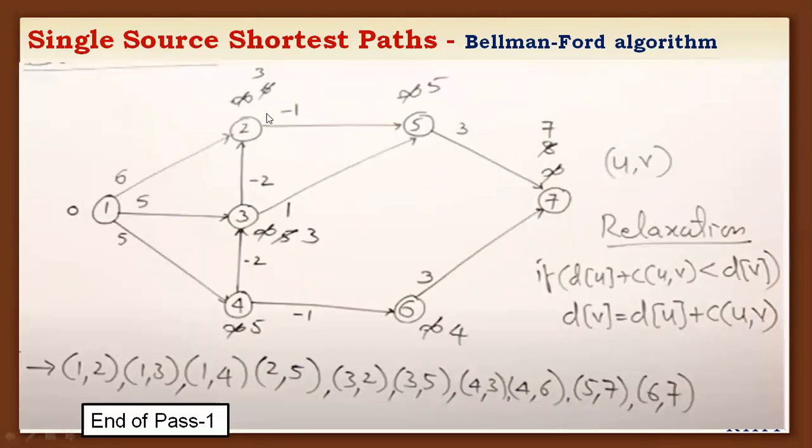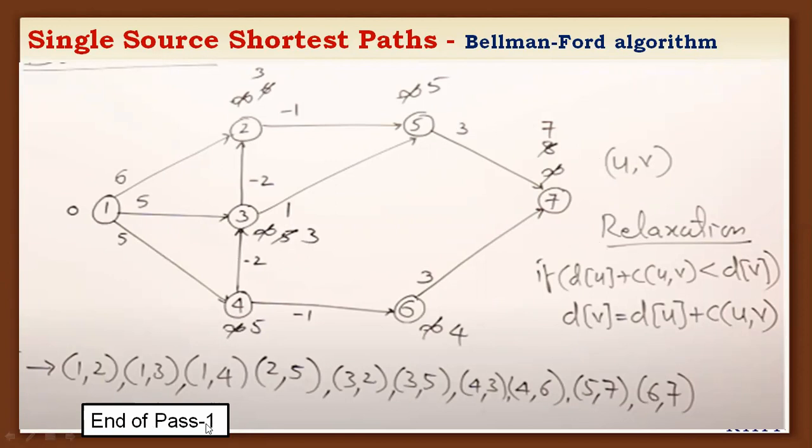Once 0 and infinity are assigned as the cost to all the vertices, apply the comparison to all the edges one by one, from 1 to 2, 1 to 3, 1 to 4, till 6 to 7. Always find the minimum cost at each point till the end of the process. Once the full cycle is completed, you reach the end of pass one.